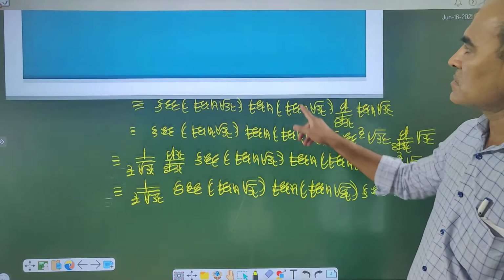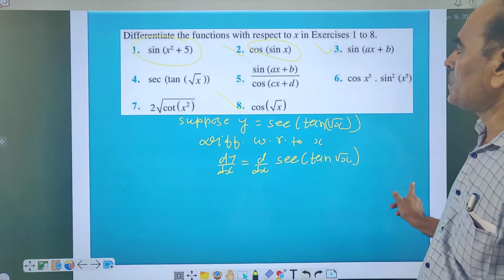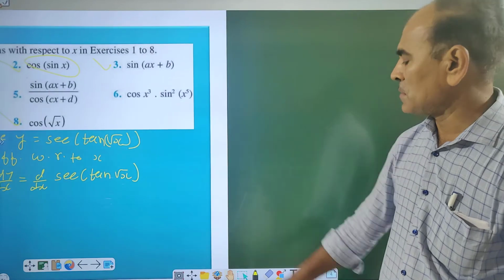Next question. Sin of ax plus b upon cos of cx plus d. Fifth one.